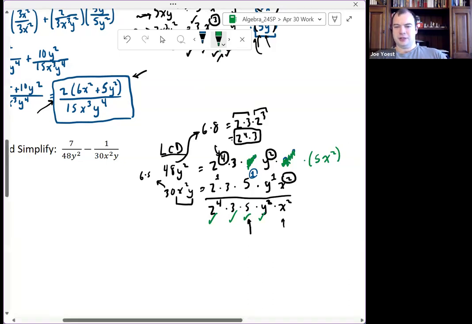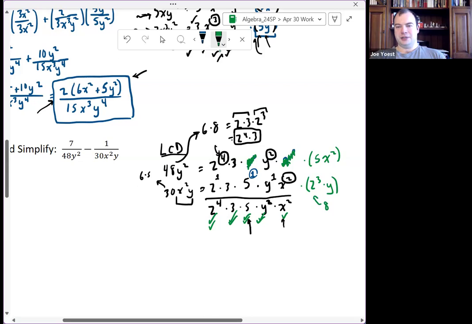For my second denominator, 30x squared y, it needs 4 factors of 2. It has 1. It needs to pick up 3 factors of 2. It needs 1 factor of 3. It has a factor of 3. Great. It needs a factor of 5. Has a factor of 5. Also good. It needs 2 factors of y. It needs a y squared. It has a y to the first. It has only 1 factor. It needs to pick up 1 factor of y. And it needs 2 factors of x. It has 2 factors of x. Looking good there.